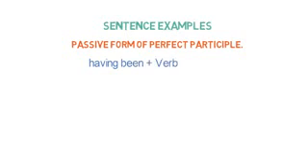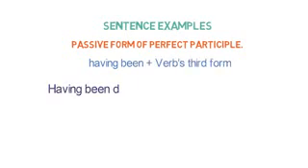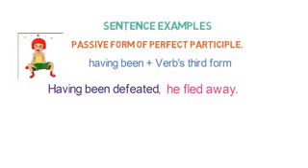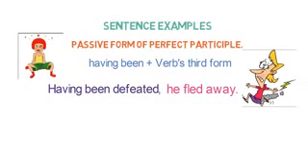Let's now look into some perfect participle examples in passive form. Having been defeated, he fled away. Here, the first action of defeated is completed and the second action of fled away is performed. Having been defeated is perfect participle here.